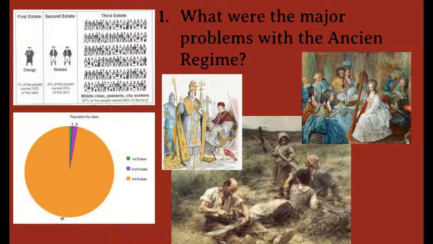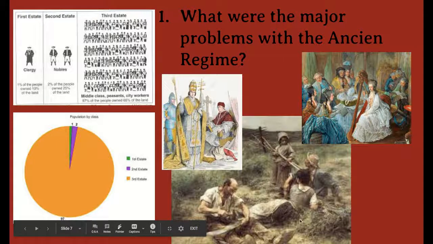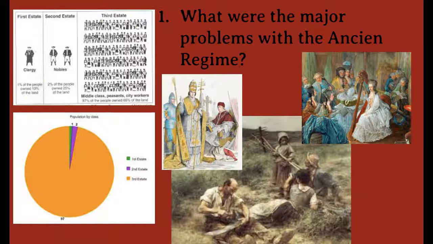The third estate, however, was 80% peasants. The vast majority of French people were peasants working on farms, living a pretty hand-to-mouth struggle of a life. They shouldered the burden of taxation and tithes to the church. In fact, taxes and tithes together made up 50% of the income that they made.